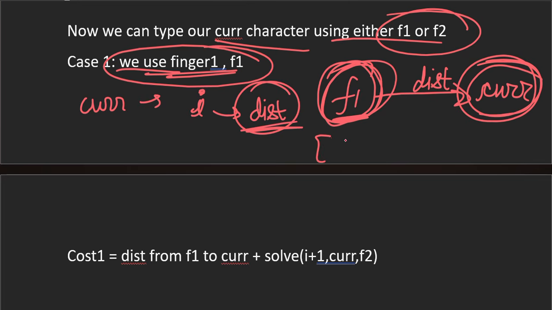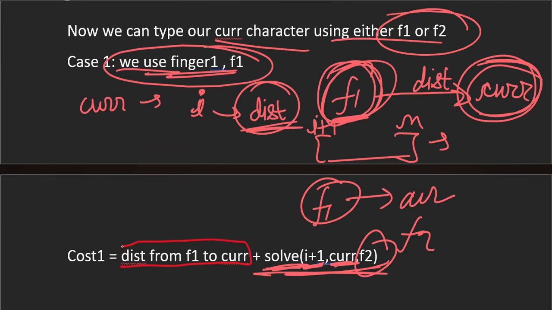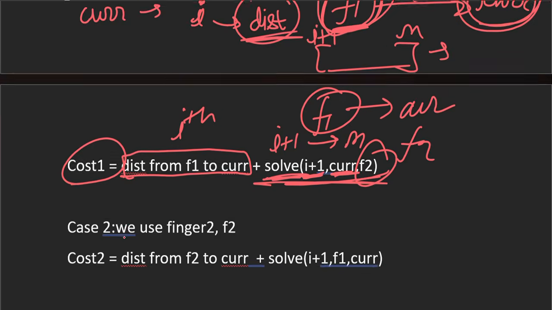Now we have to see all the costs to type character from I plus 1 to n, and that will find using again calling the function from I plus 1. Now our F1 is at current, so we have typed current and our second finger is still at F2. So this total cost, that is the cost to type our ith character and all the characters from I plus 1 to n, is stored in cost 1, right?